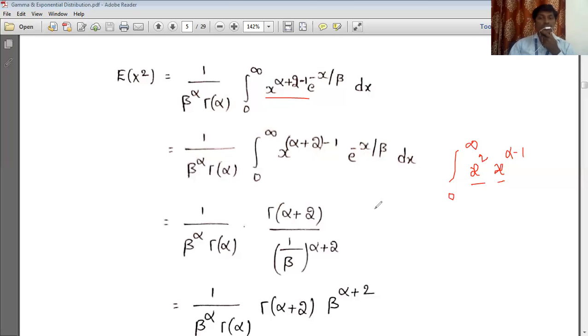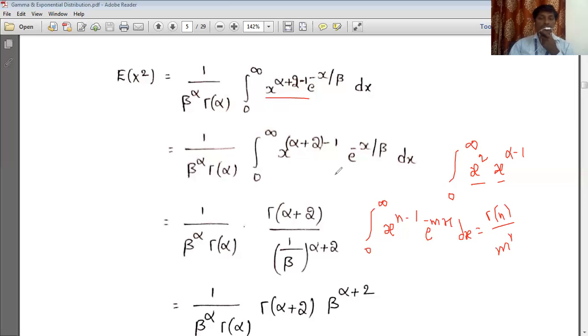Here also, same as the previous one, we use the same formula. The integral of x power n minus 1, e power minus mx dx is equal to, which formula did we apply there? Gamma n by m power n. So this is the formula we used, right? Gamma n by m power n.